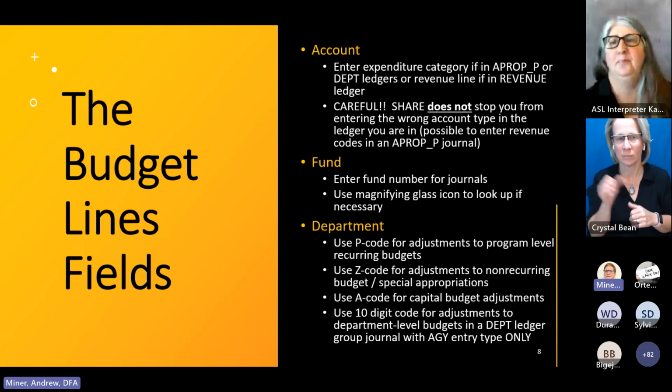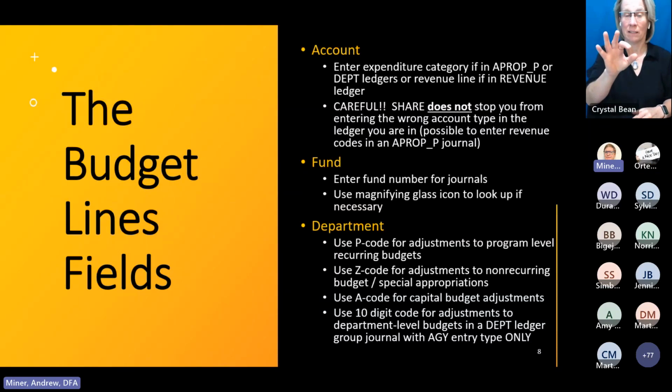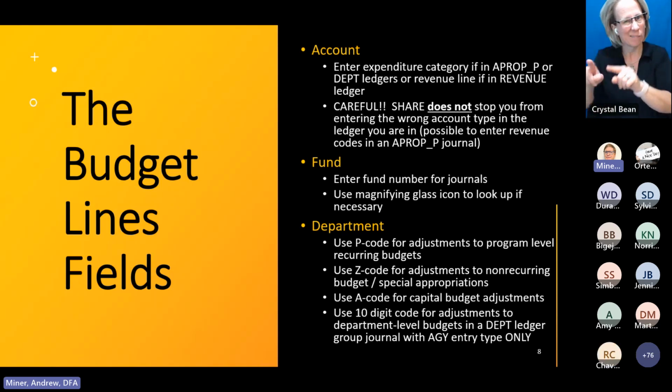Next is fund. So here you're just going to enter the fund number for your journals. And you should know the number. Hopefully you know the numbers of all your different funds. But like with most fields in Share, you can click on the magnifying glass icon that's right next to it to look it up. And you just do a search. You can search by keyword or like, oh, I think it starts with a 4 or something like that. You can search by number as well.